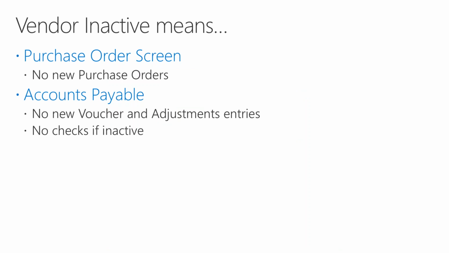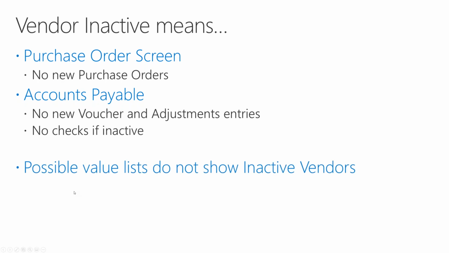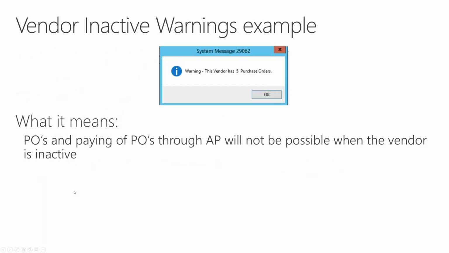At a high level, it means no new purchase orders, no new voucher adjustment entries, and no checks can be cut if they are inactive. That's big. That's a really, really hard cutoff, but it's something we haven't had the ability to do before, so we're very excited about adding that capability to the product. So what does that mean? It means that they're going to stop showing up in your possible value list, so they won't be able to be chosen. Now, when you go to make a vendor inactive, we do some checks.